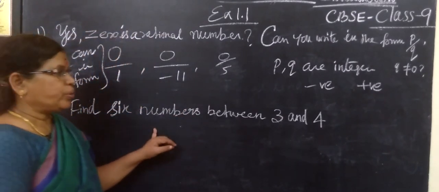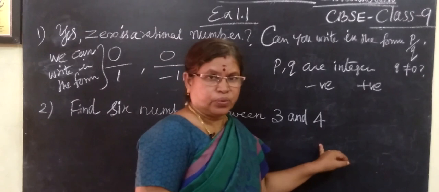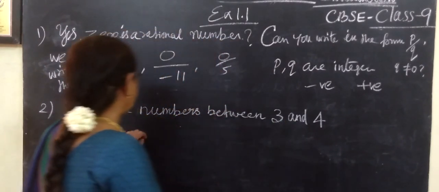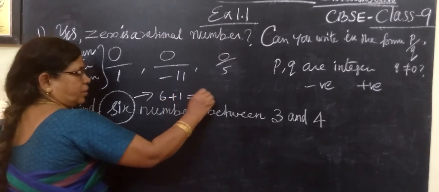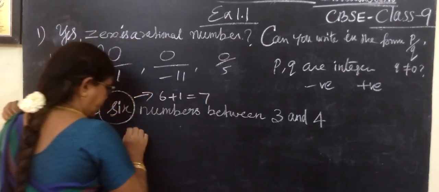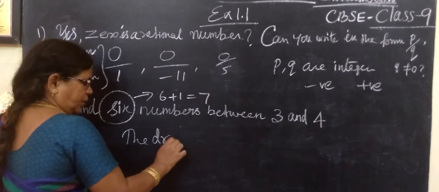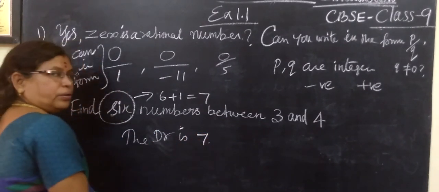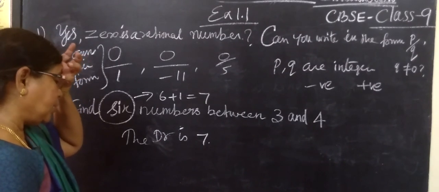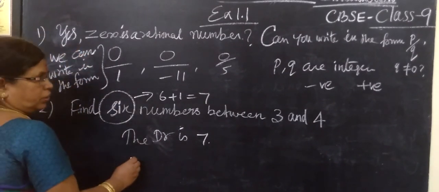Find 6 numbers between 3 and 4. If it is asked for 6 numbers, you write 6 plus 1, that is 7. So the denominator is 7. So this is a short method.